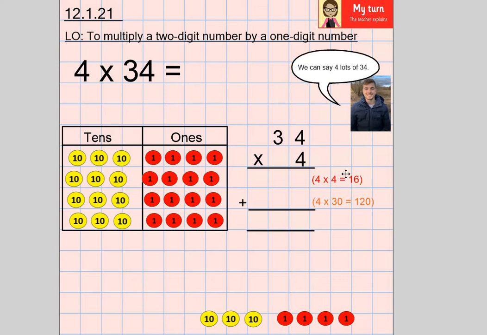Those are the jottings there to help you remember what you're doing. So 4 times 4 is 16. And 4 times 30, 4 times 3 is 12, so 4 times 30 is 120. You then need to add those numbers together. 6 plus 0 is 6, 2 plus 1 is 3, and then there's 1 on its own to give you 136. If you look at the visual model, you can see that there are 16 ones, and you can see the 12 tens, which makes 120.